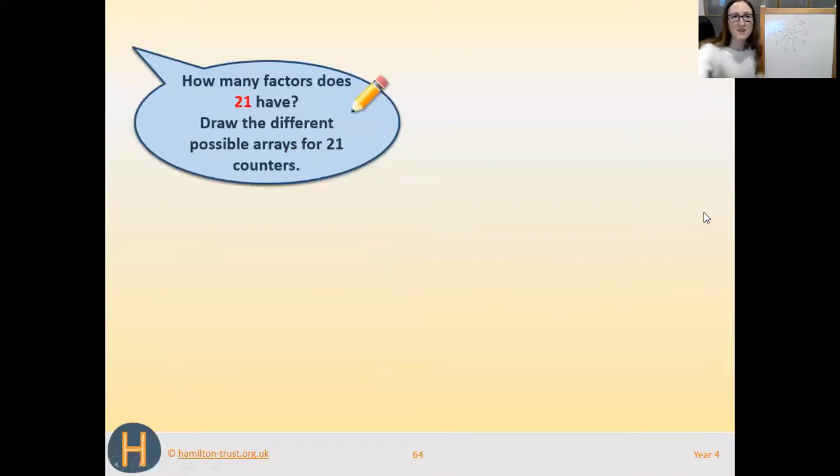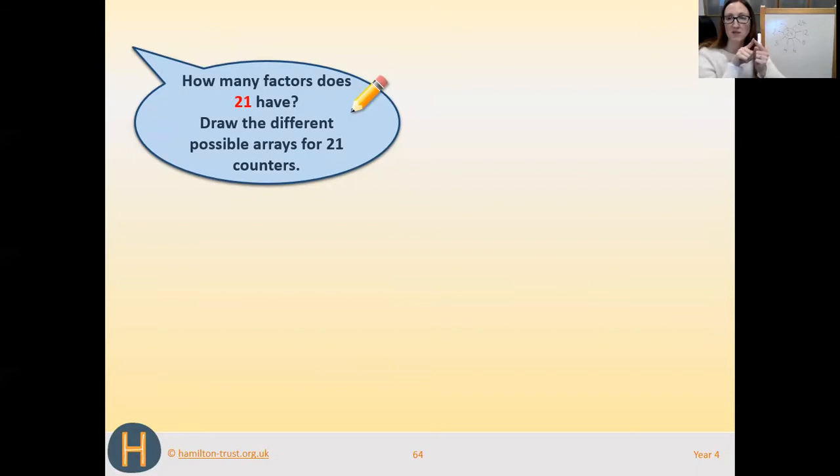So how many factors does 21 have? Now the starting point here is to draw the different possible arrays for 21 counters. Arrays are a really good starting point here for thinking about factors. You may have counters at home that you could use, if not, just with a bit of paper and a pencil, drawing out 21 counters. But remember, the sides have to be the same amount.